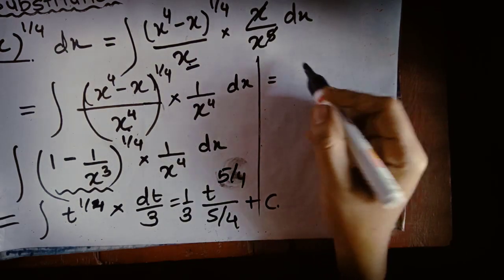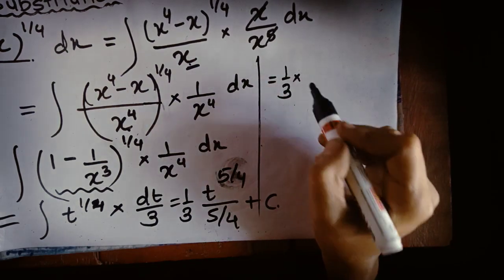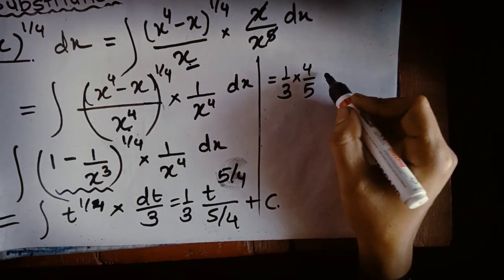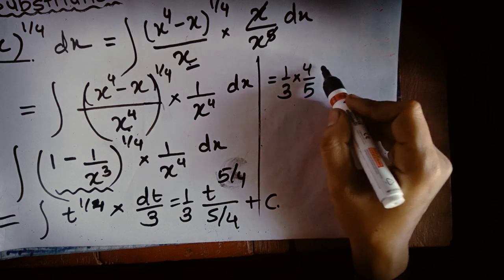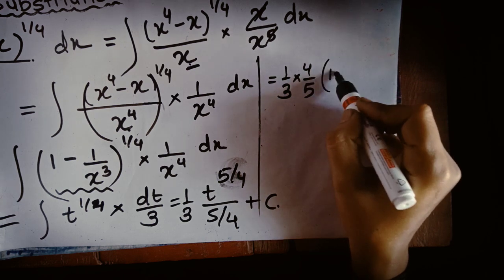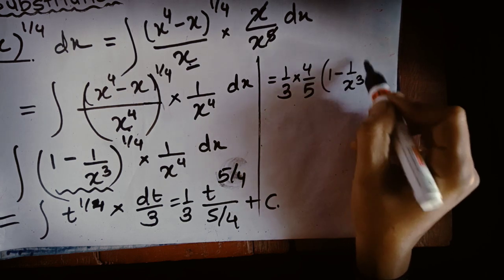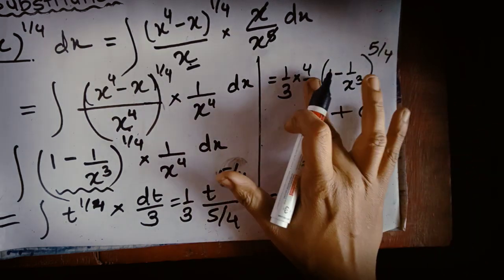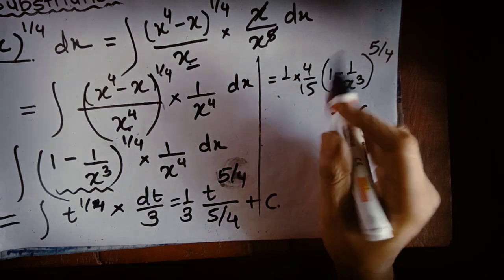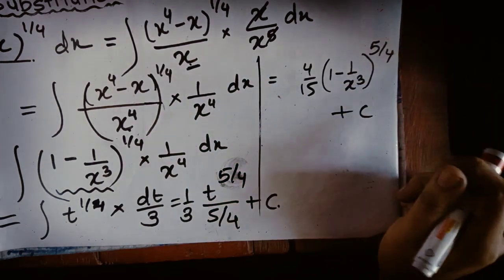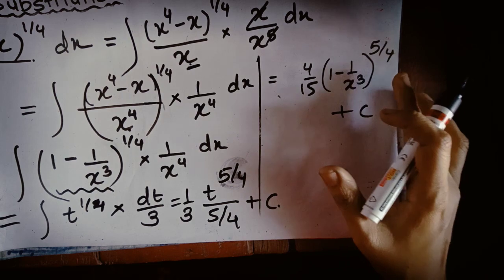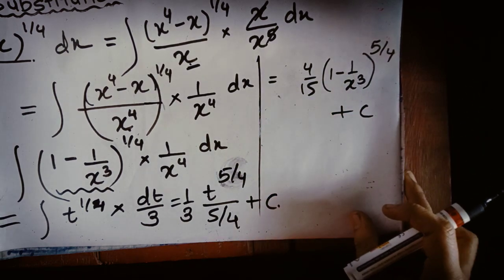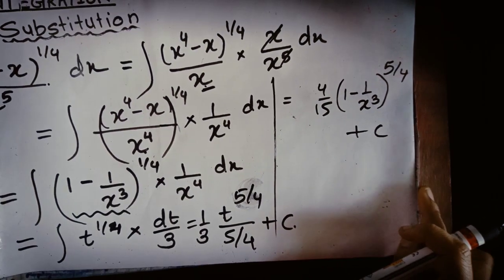Which is equal to 1 by 3 into 5 by 4. I take it here, 4 by 5. T, what we have taken t? 1 minus 1 upon x cube raised to 5 by 4 plus c. So this will be 15. So 4 upon 15, 1 minus 1 upon x cube raised to 5 by 4 plus c. This is the answer. Okay.